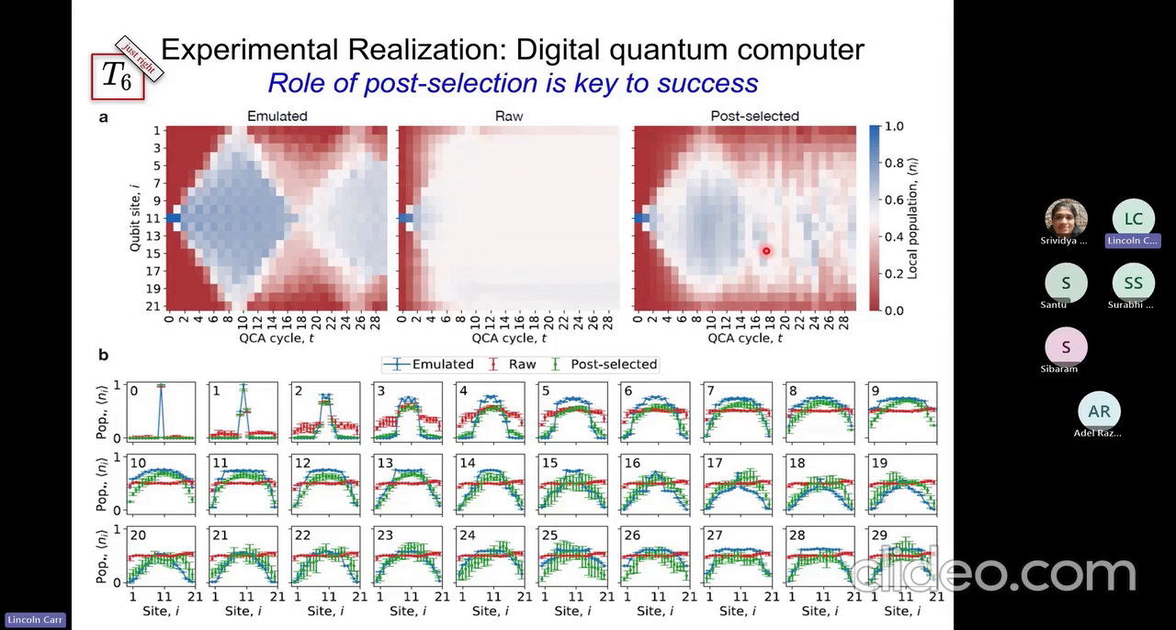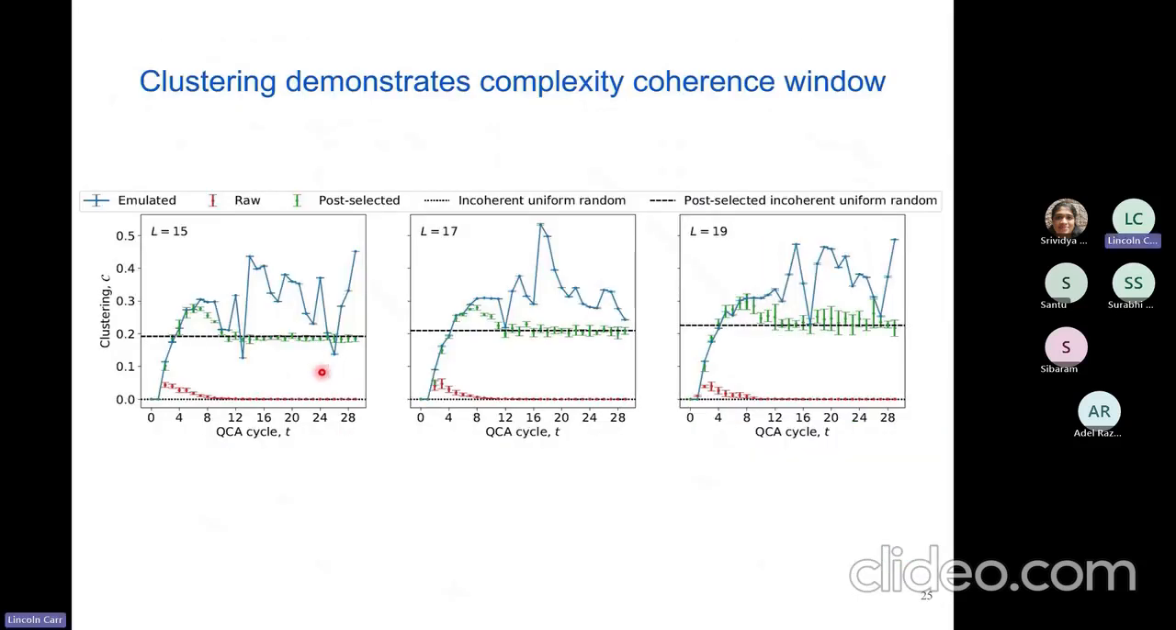By the way, what am I post-selecting on? This model conserves the number of domain walls, the number of places where 0 and 1 meet next to each other. So that number is conserved. If I throw out any results that have a different number of domain walls, that's post-selection. It's a simple rule. Now, when you post-select on a random state, you get some order, right? So that means my clustering is going to go up.